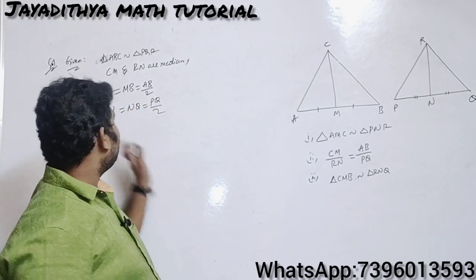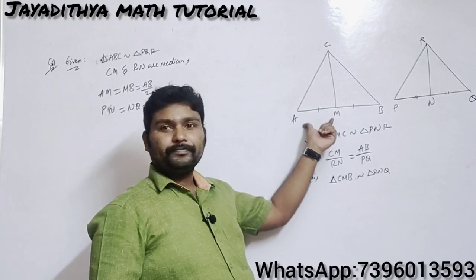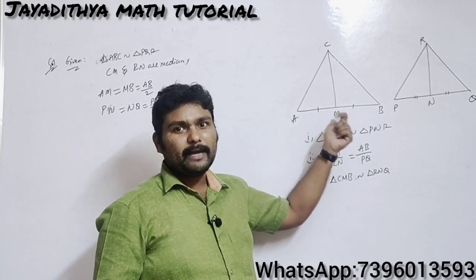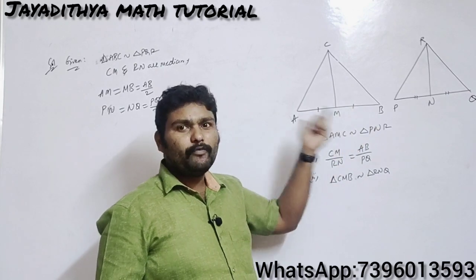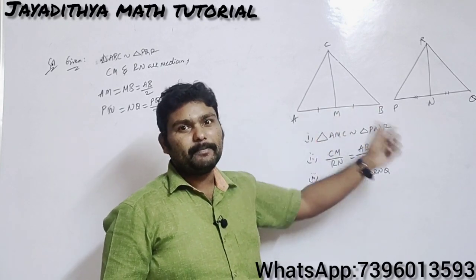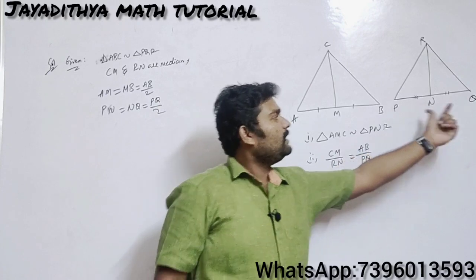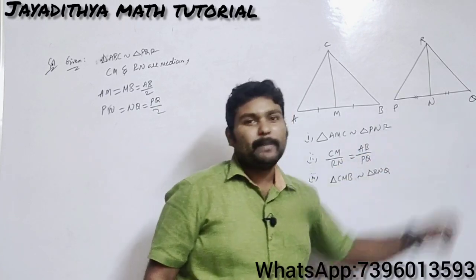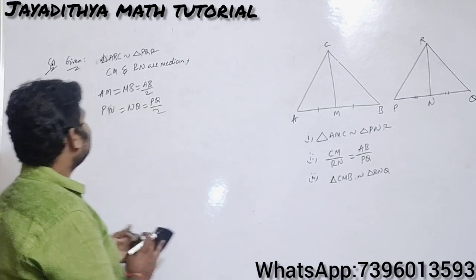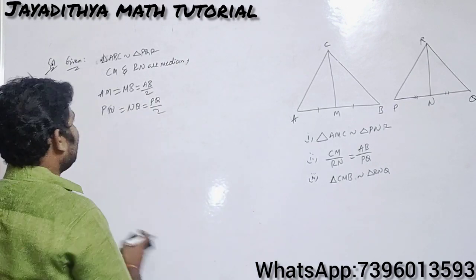From the figure you can understand this easily. AM will be equal to MB. Why? Because M is the midpoint. If these are the two equal parts, therefore AM will obviously be equal to AB by 2, half of complete AB. In the same way, PN is equal to NQ. These two parts will be equal and will be half of the complete side PQ. Clear now? If you write this part, that is enough.